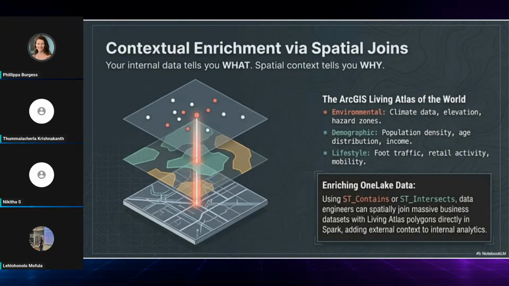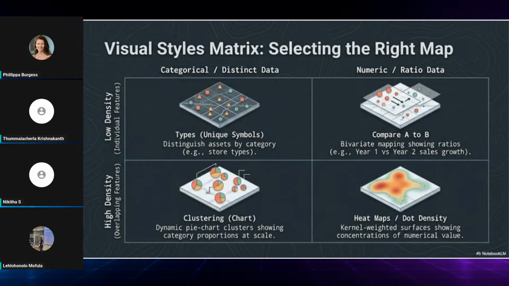And then contextual enrichment with spatial joins: your internal data tells you what, and the spatial context tells you why. And with the ArcGIS Living Atlas, which is an amazing thing to explore, there's so much data there, and they've done so many different projects visualizing it. You can look at environmental data, climate data, elevation, hazard zones, demographic data, population density, age distribution, income, lifestyle, foot traffic, retail activity, mobility. And so you can enrich your lake data using st_contains or st_intersects. So data engineers can spatially join massive business data sets with Living Atlas polygons directly in Spark, adding external context to internal analytics.